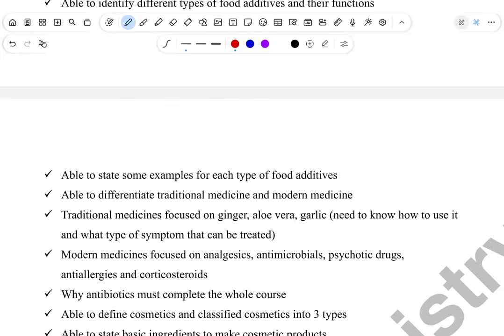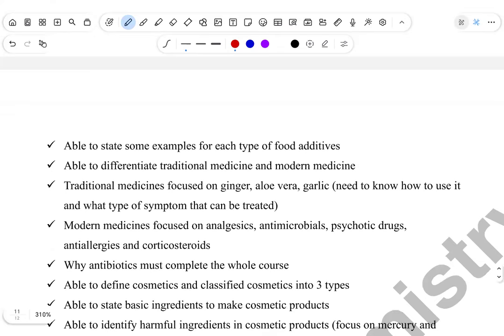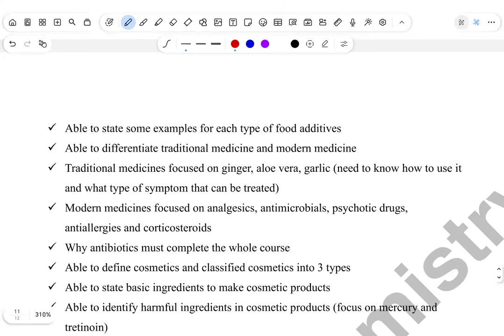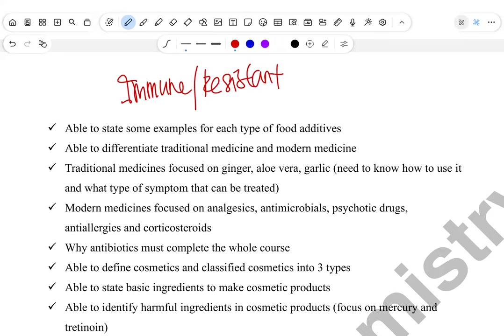For aloe vera, you can say skin disease, or to help the wound recover faster. Okay. Modern medicine, we have analgesics, which are painkillers, antimicrobials, psychotic drugs, anti-allergies, and steroids. Why must we finish the antibiotics? We must kill all the bacteria. If bacteria survive, they become resistant to antibiotics, so you need a higher dosage to kill the bacteria if the disease recurs.